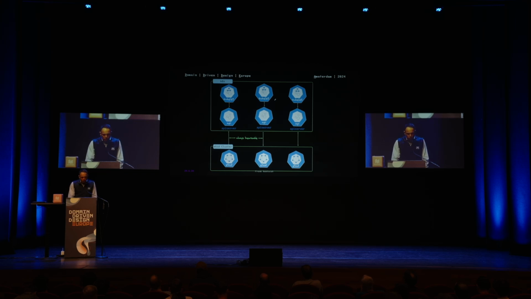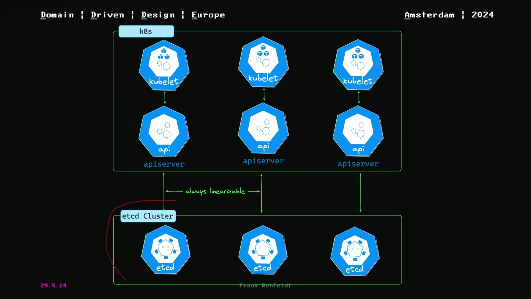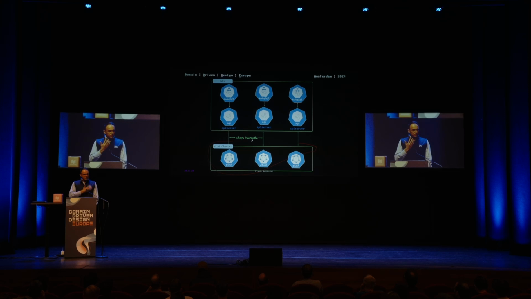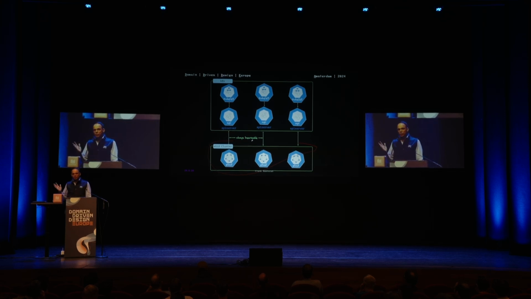So the basic setup of Kubernetes is actually like this. We have an etcd cluster here, and we have some API servers that communicate with the etcd cluster. And every call from the API server to the etcd cluster is linearizable, meaning that they always get the latest state. No stale data is allowed. And where could be the problem with this architecture? Who can spot a problem here?